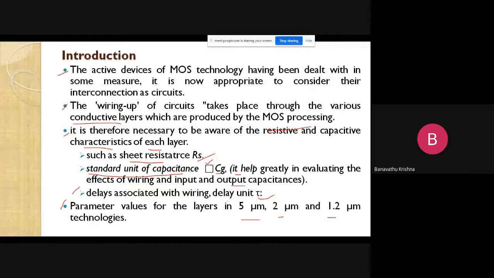For these technologies, we want to measure the resistance values, the standard unit of capacitance values, and delay values. All those things are going to be measured for such micrometer technologies, right?